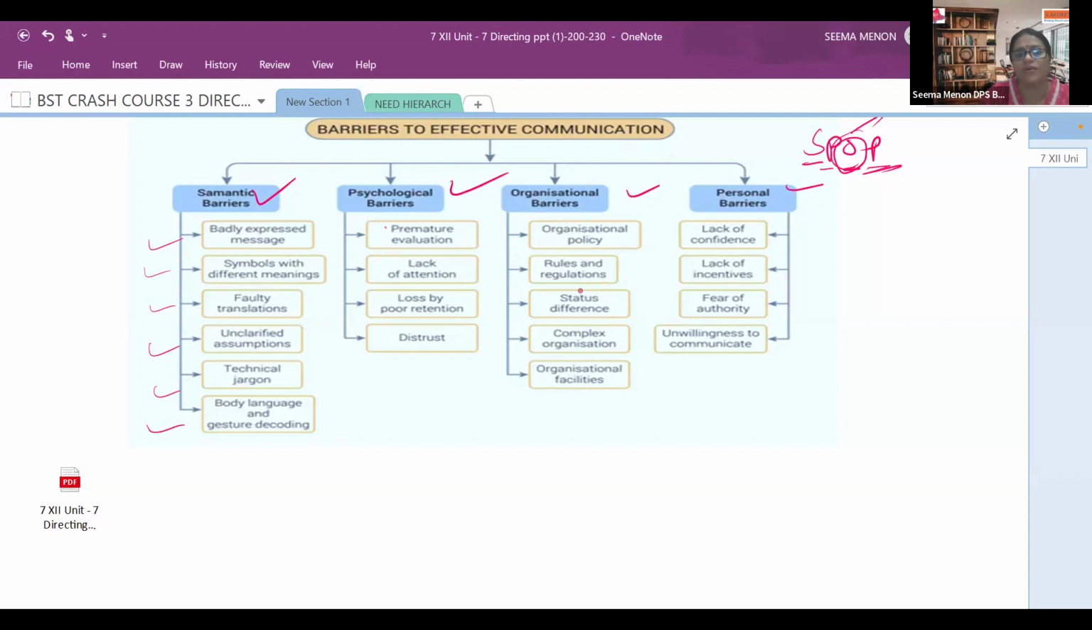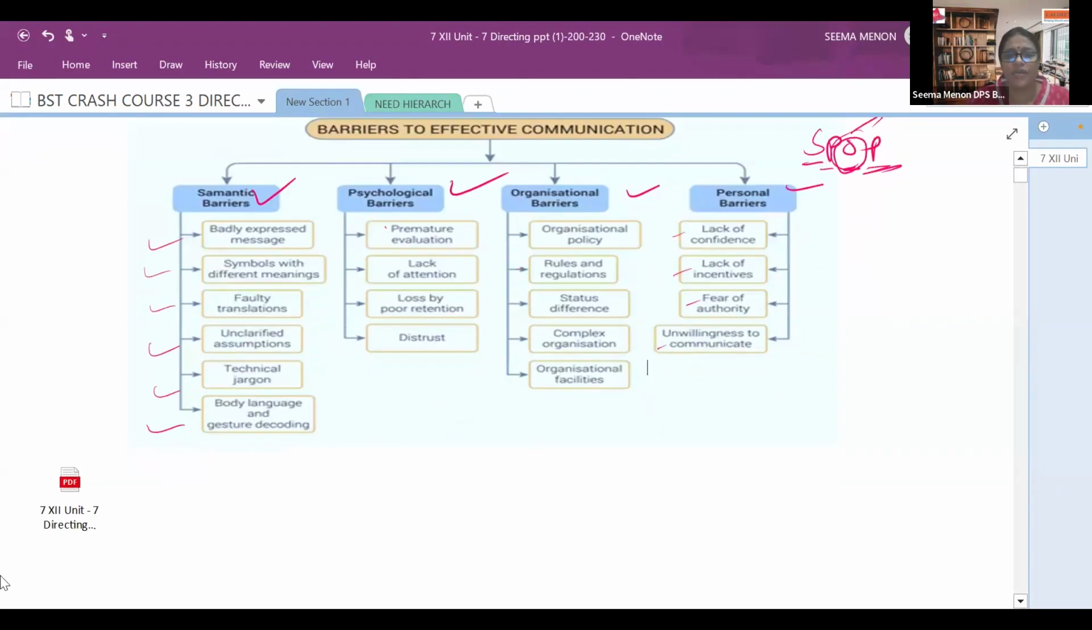In psychological barriers, you can see only 4 types: premature evaluation, lack of attention, loss by poor retention, and distrust. Again, in organizational barriers you can see 5 points: organizational policy, rules and regulations, status difference, complex organization, and organizational facilities. Coming to the personal barriers: lack of confidence, lack of incentives, fear of authority, and unwillingness to communicate.